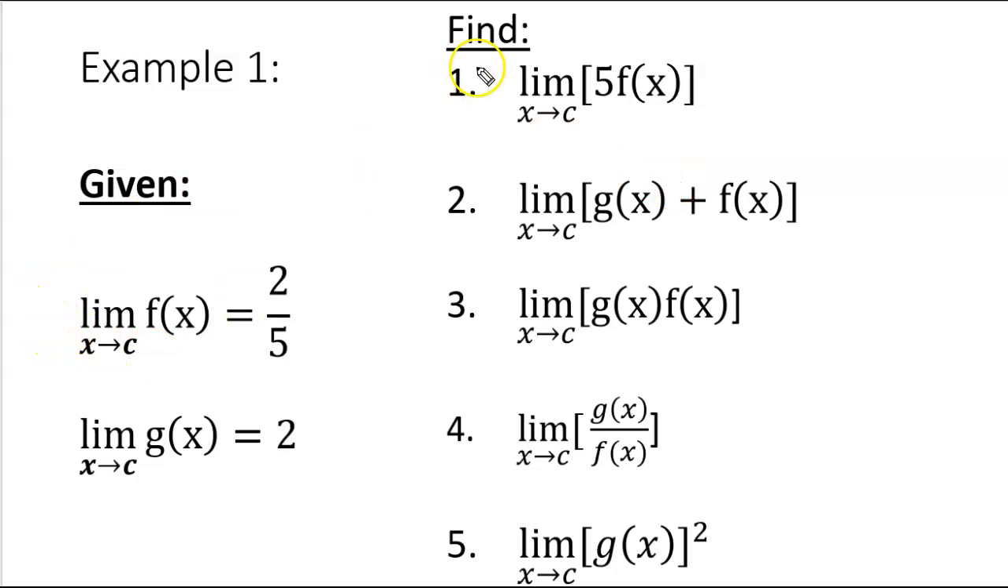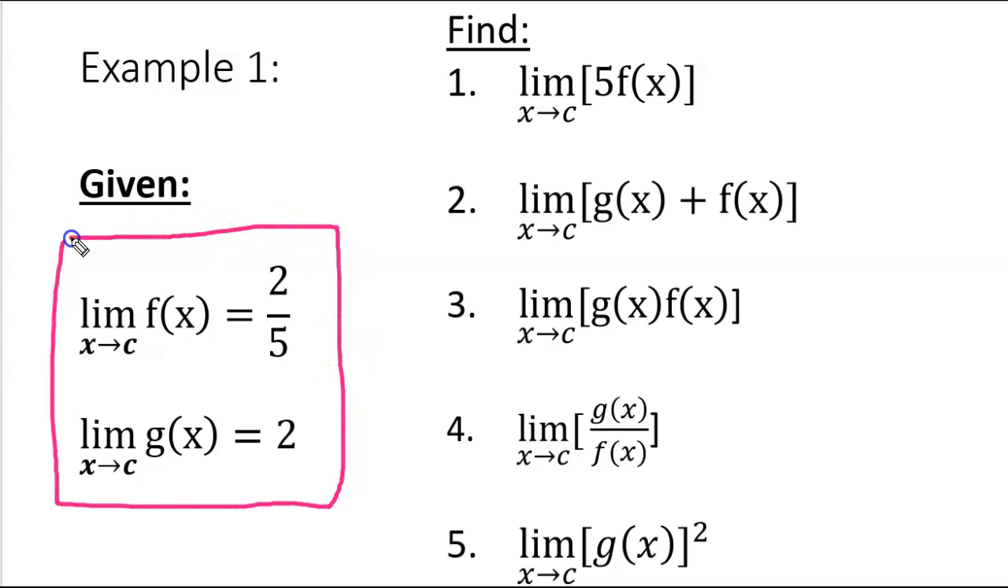First, before we begin the problems, which are over here on the right side, let's take a look at the given information. They're giving us two limits. They're telling me that the limit of f as x approaches c is 2/5. They're also telling me that the limit of g as x approaches the same value gives me another limit of 2. Okay, so let's go ahead and take a look at number 1 now.